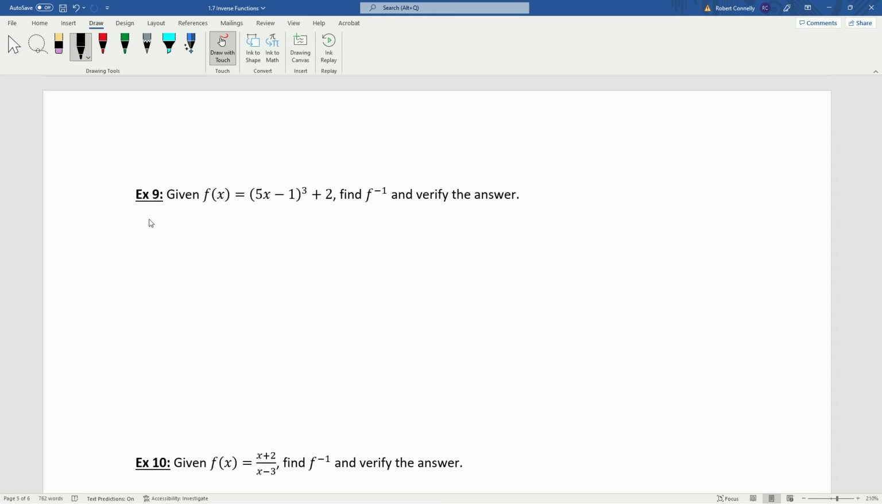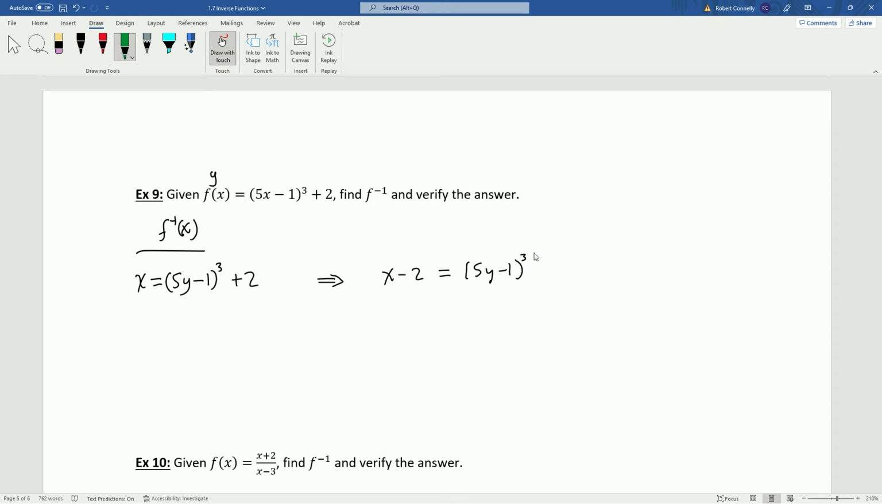All right, well, we're going to take the same approach. So this is my y, this is my f of x. I'm going to switch my input and output and write this as x equals (5y minus 1) cubed plus 2. And now I'm going to resolve this equation for y. So I'm going to subtract the 2. I get x minus 2 equals (5y minus 1) cubed.